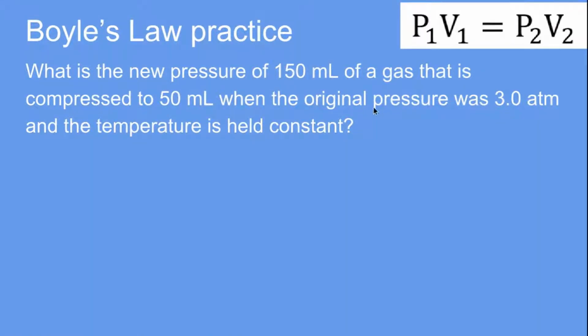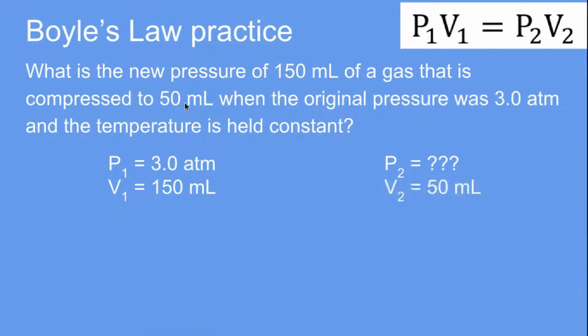We know that the original pressure is stated as 3 atmospheres, so I'll save that. Pressure 1 is 3.0 atmospheres, and my original volume is 150 milliliters, because we're taking this 150 milliliters and compressing it to something new. So my pressure 2 is the question that is being asked: what is the new pressure when the gas is 50 milliliters? So that's my second volume. Volume 2 is 50 milliliters.